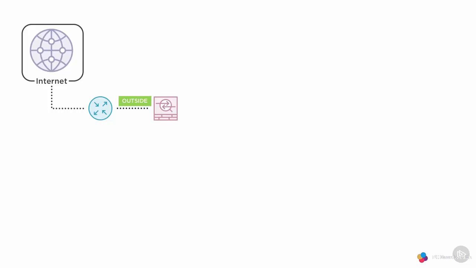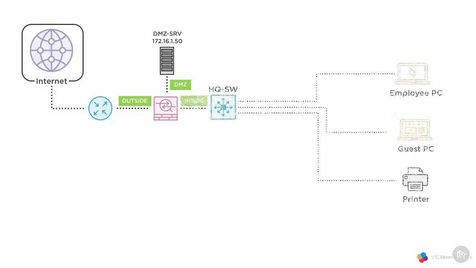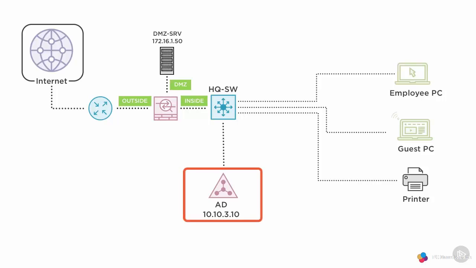Now there is a server hanging off of a DMZ. We'll call that the DMZ server. And then on the inside of our firewall, we have the HQ switch. This will be the primary switch that we'll be configuring and working with when we do our guest authentication. Now we have an employee PC, a guest PC, and a printer all connected inside that HQ switch. And then also hanging off of that HQ switch, we also have our Active Directory server. That will be our domain controller, and that's at 10.10.3.10.